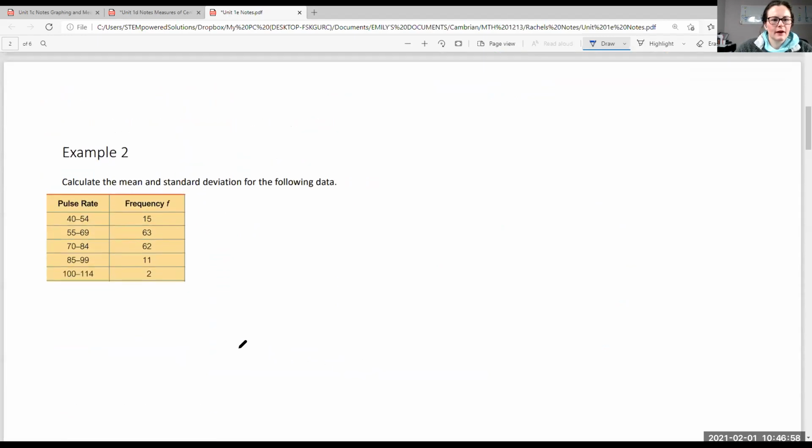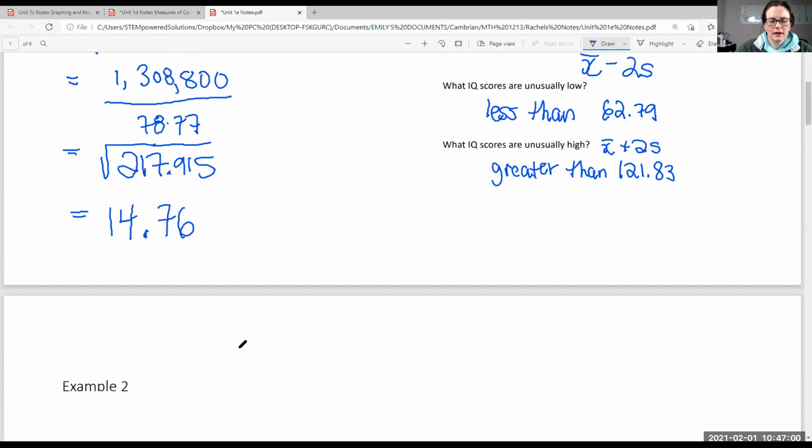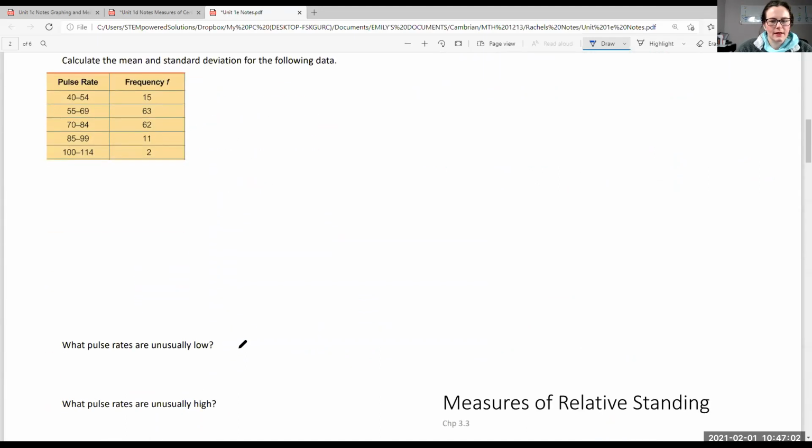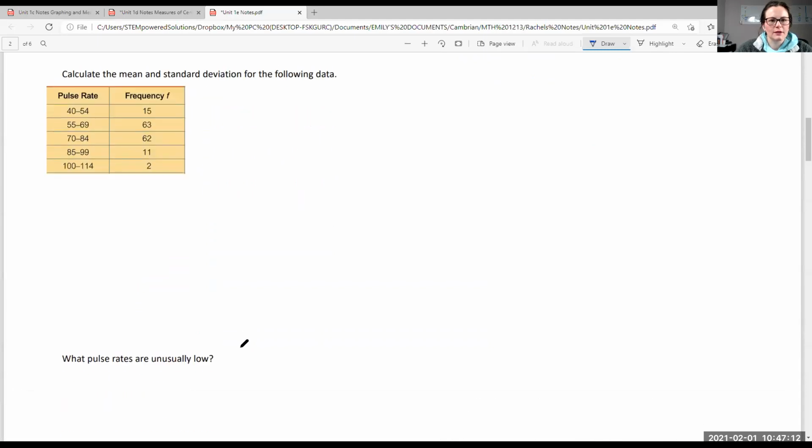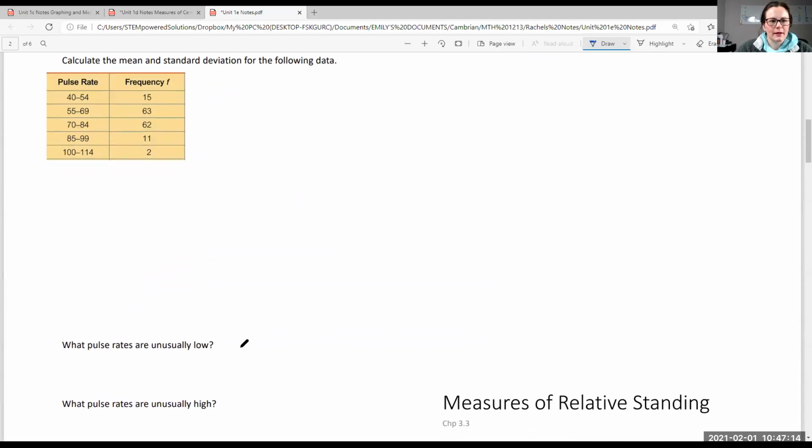So here we have another table. In this table now, it's a pulse rate, and it's saying calculate the mean and the standard deviation for the following data. So I'm going to walk you through how to do it one more time. So please pay close attention on how to do this. I'm going to pull up my Excel spreadsheet, and it is going to help me out here. So I'm going to enter my lower class, and I'm also going to enter my upper class.